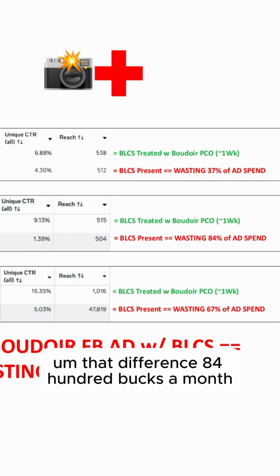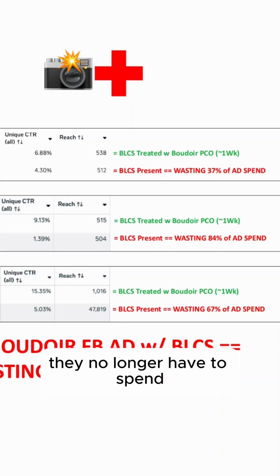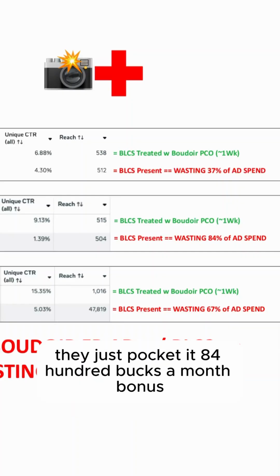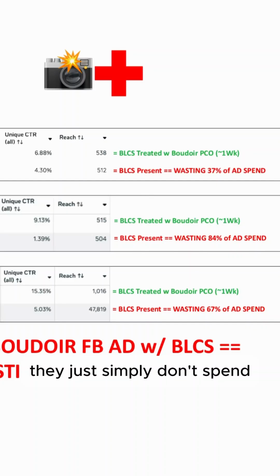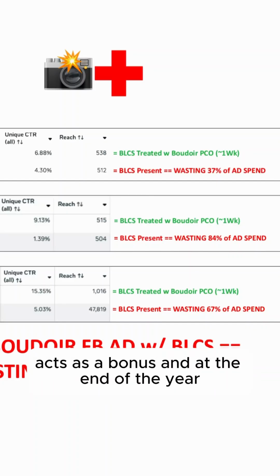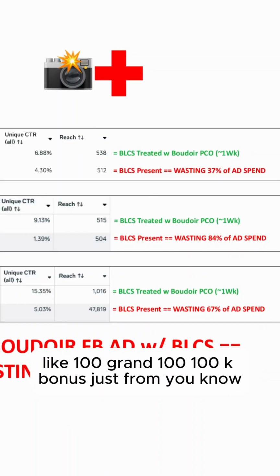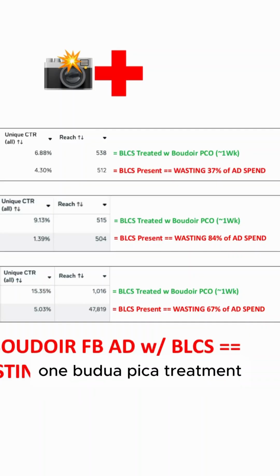that difference, $8,400 a month, they no longer have to spend. They just pocket it, $8,400 a month bonus, kind of a phantom bonus or Boudoir Pico bonus. They just simply don't spend the money. It stays in their pocket, acts as a bonus. And at the end of the year, it's like 100 grand, 100K bonus just from one Boudoir Pico treatment.